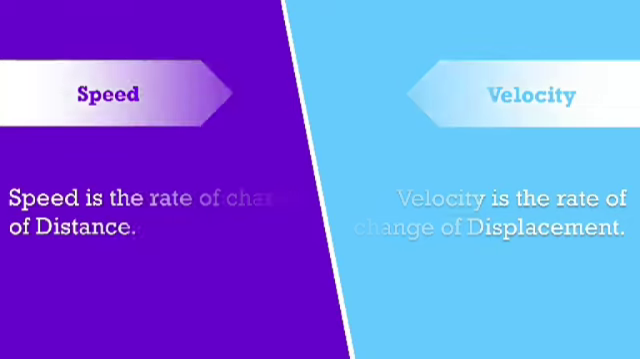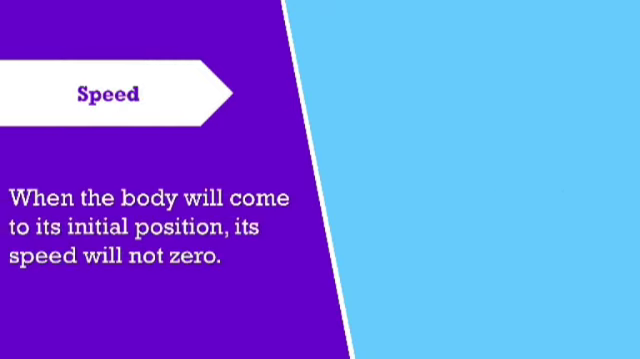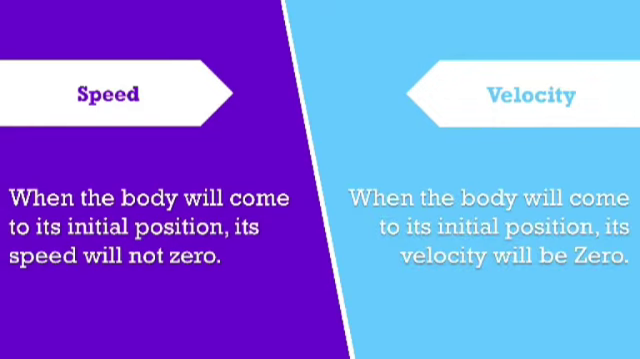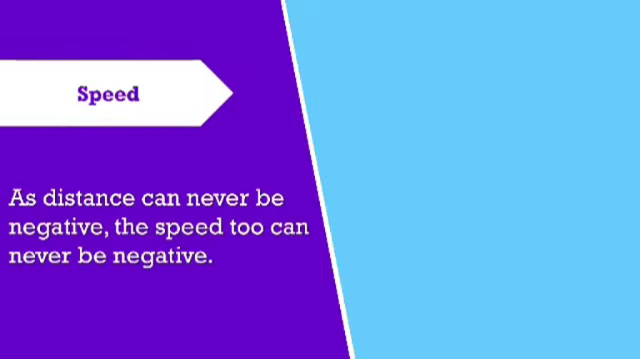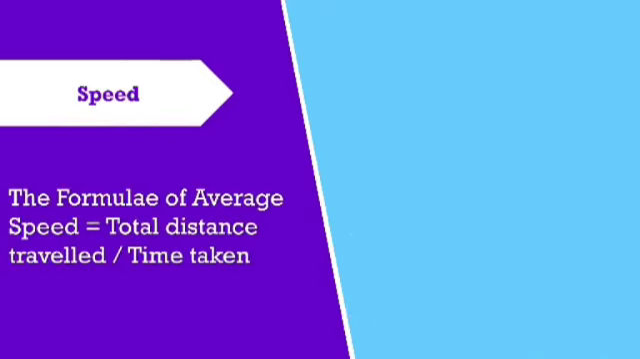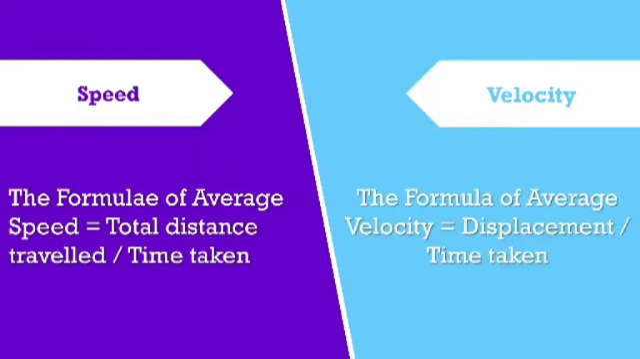When the body comes to its initial position, its speed will not be zero. When the body comes to its initial position, its velocity will be zero. As distance can never be negative, the speed too can never be negative. On the contrary, the displacement can be positive, negative or zero, so the velocity can take any of the three values, depending on the point of reference. The formula of average speed equals total distance traveled divided by time taken. The formula of average velocity equals displacement divided by time taken.